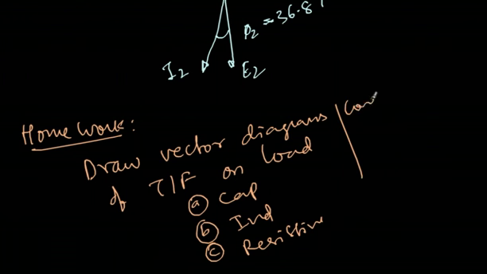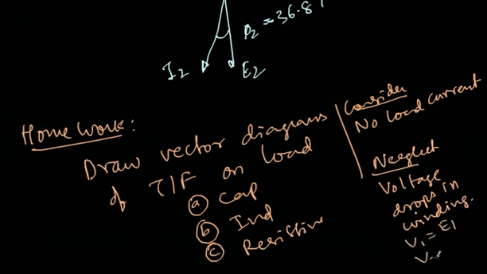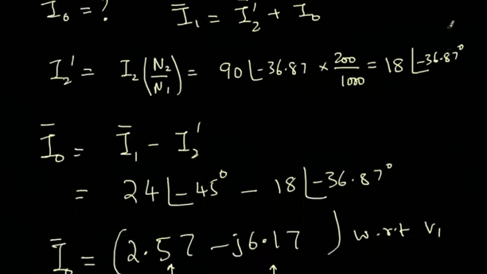So consider no load current and neglect the voltage drops in windings. That means V1 will be equal to E1 and V2 will be equal to E2 if you neglect this voltage drops in the windings. The terminal voltage will be equal to the induced voltage. Thank you.